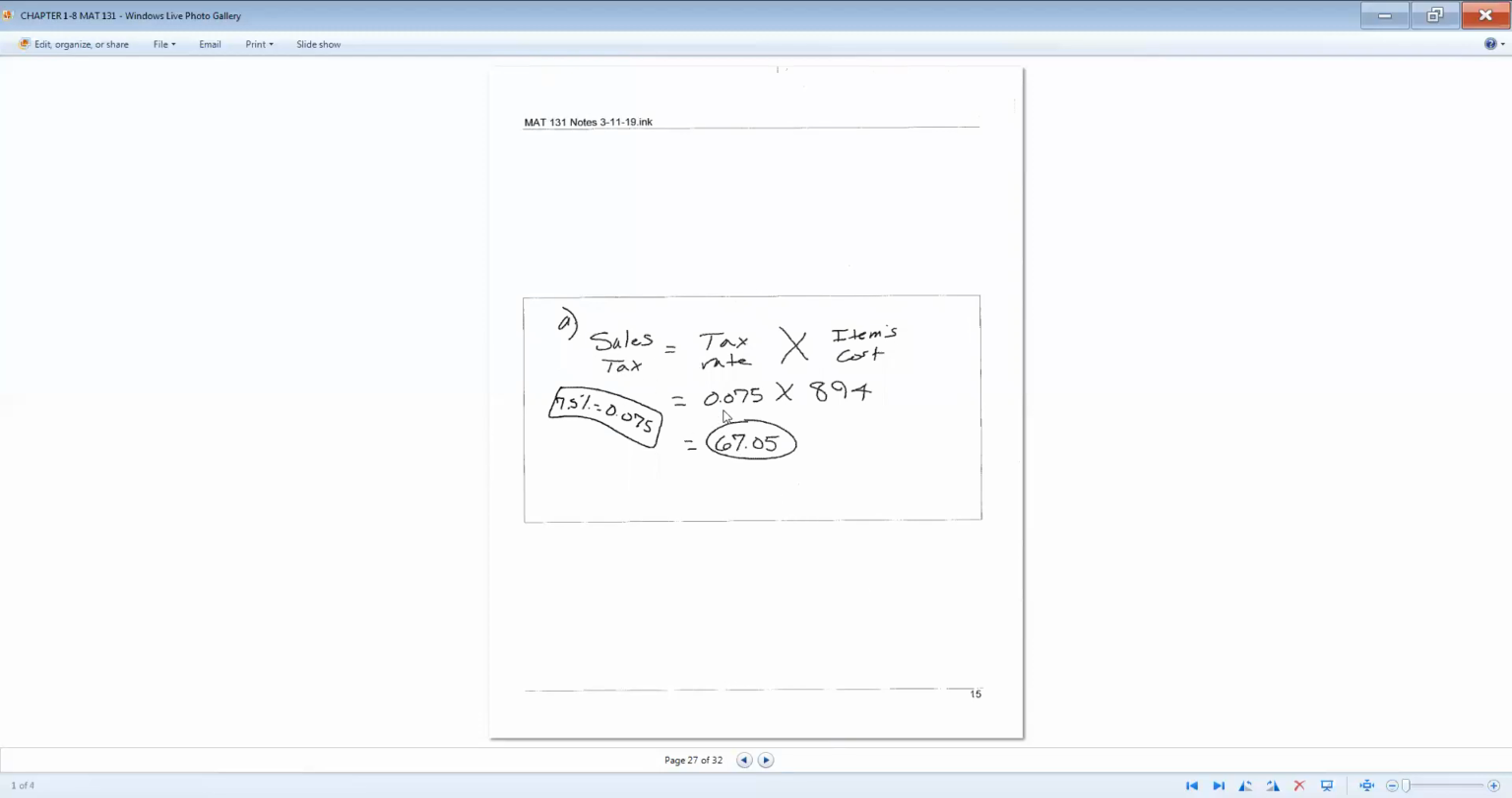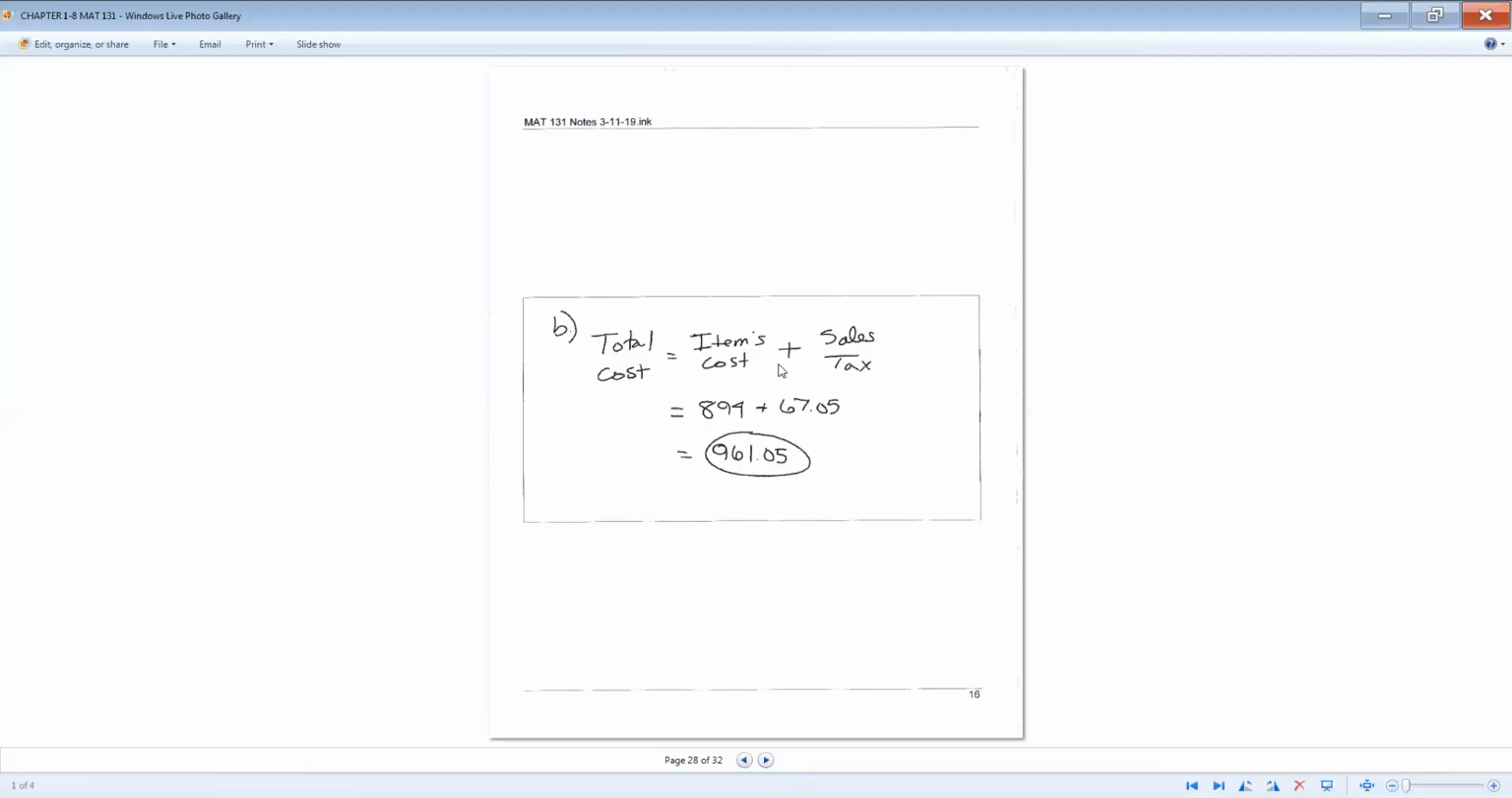So, sales tax. If you want to calculate sales tax, you take your tax rate and multiply it times the item's cost. Whenever you want to calculate with a percentage, make sure you convert it to a decimal first. So that 7.5%, move your decimal 2 places to the left, is 0.075. Then we multiply that times the 894, and the sales tax would be $67.05.